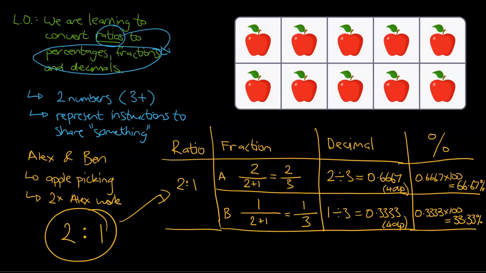So from our ratio, don't forget we started off our ratio over here, which was 2-to-1 apples to reflect the work between Alex and Ben. We're able to figure out, well, Alex got 2/3 of the apples and Ben got 1/3. We're able to figure out how much each of them get if it was a decimal number. And then finally, we're able to figure out, well, Alex gets 66.67% of the apples. And we're also able to figure out that Ben gets 33.33% of the apples.